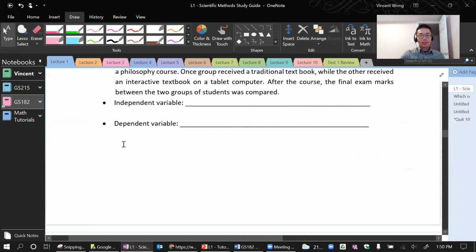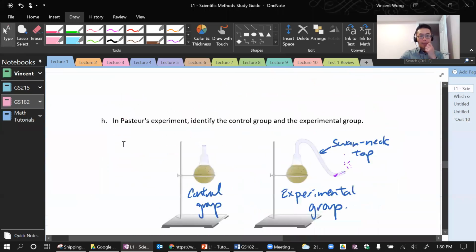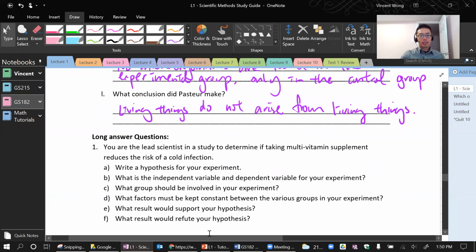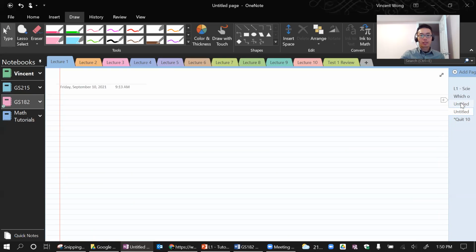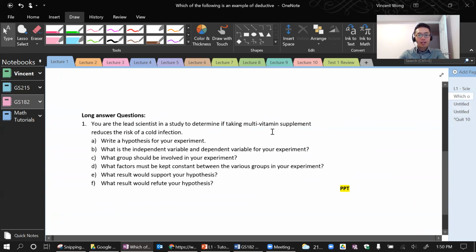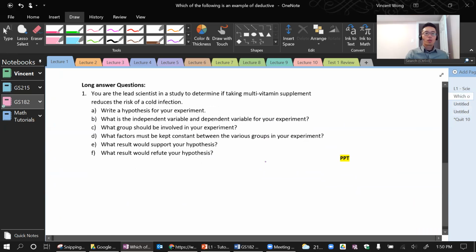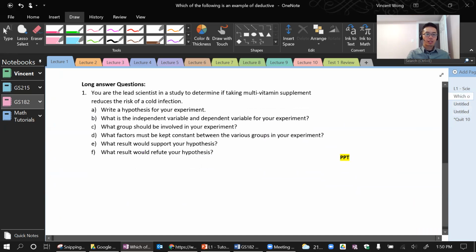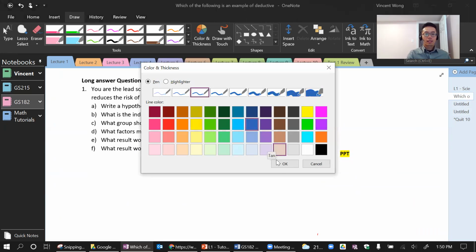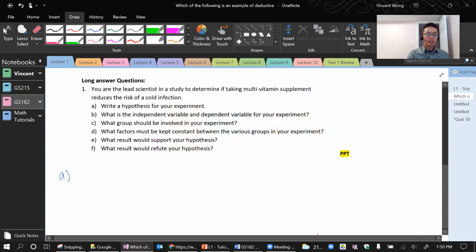Okay, let's go back to here. So we're going to do this question now. You are a lead scientist in a study to determine if taking multivitamin supplement reduces the risk of cold infection. Okay, so we want to write a hypothesis for this. So let's do that.